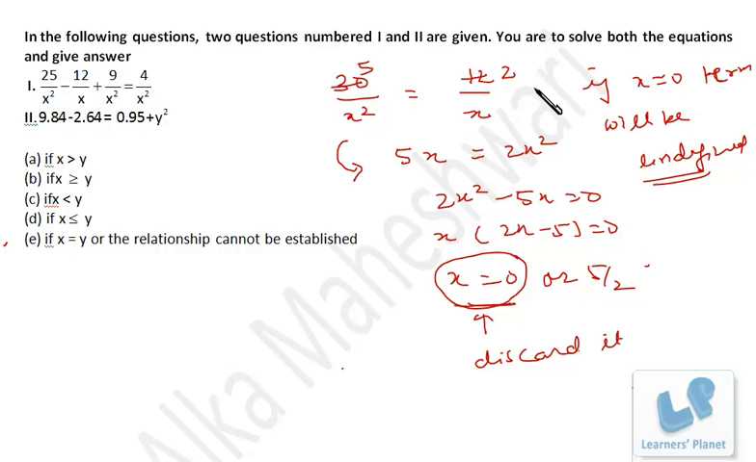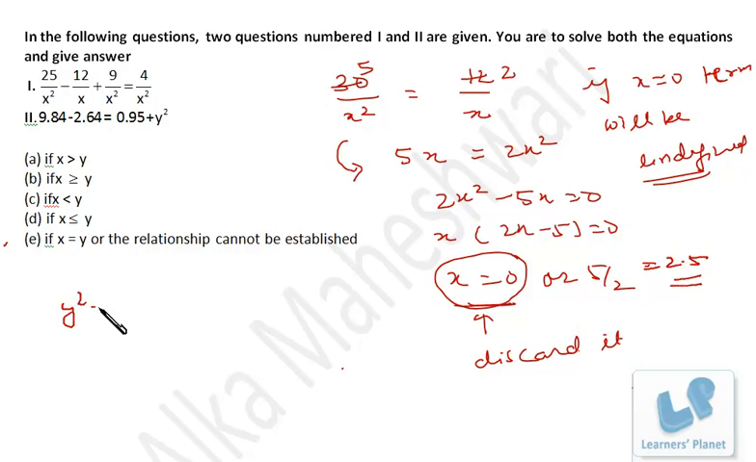If I had some other term over here, we would not get x equals 0. In that case, it would have been valid, right? So getting me? Now we got the value of x as 5/2, or I can say 2.5, right? Now I just solve and get the value of y from this equation.